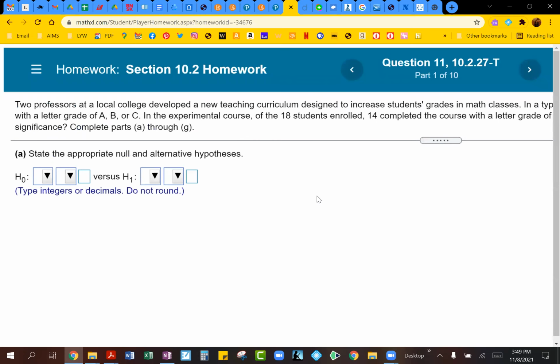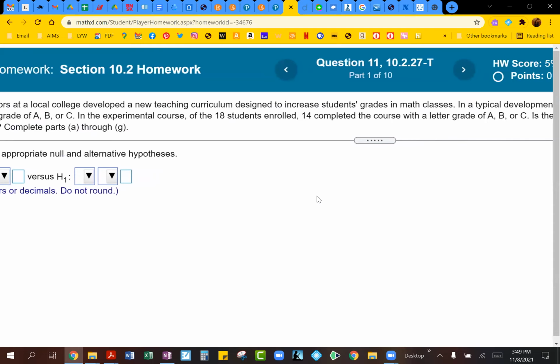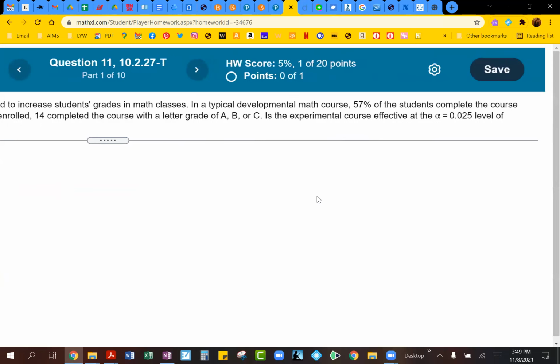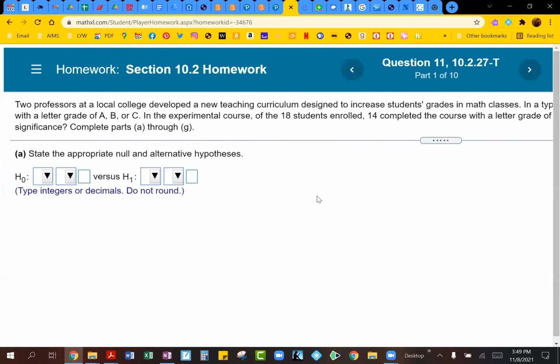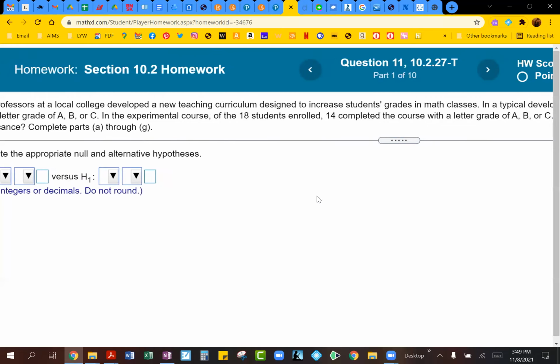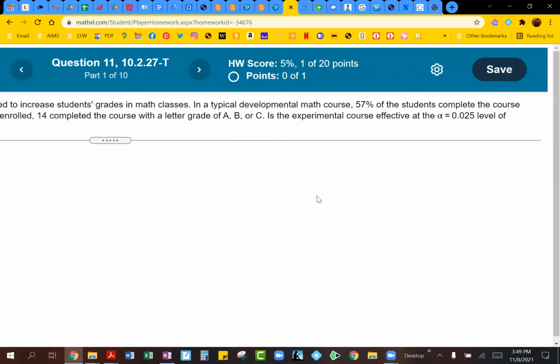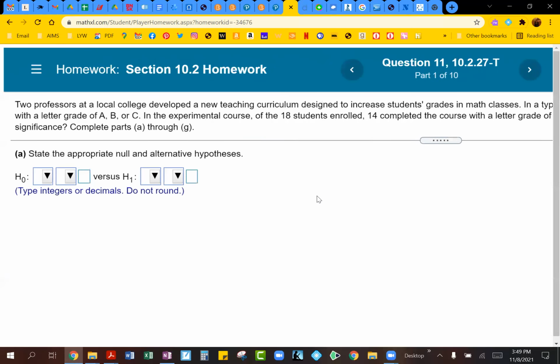So this one is talking about two professors at a local college. Two professors at a local college developed a new teaching curriculum designed to increase students' grades in math classes. In a typical developmental course, 57% of the students complete the course with a letter grade of A, B, or C. In the experimental course, 18 students enrolled, 14 completed with a letter grade of A, B, or C. So is the experimental course effective at a level of significance of 0.025?